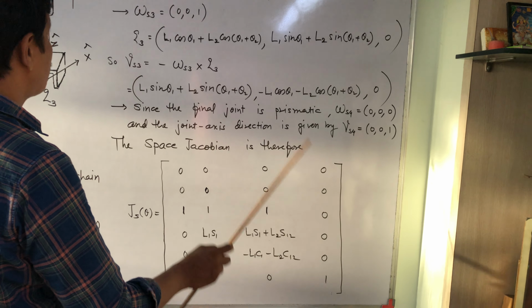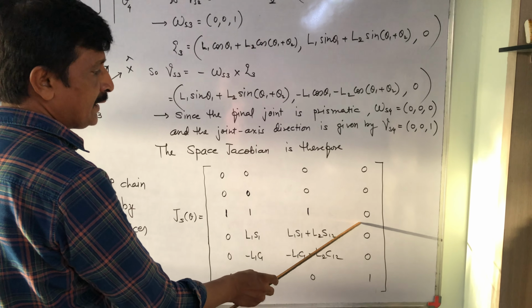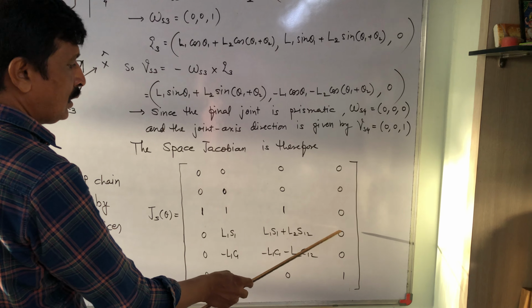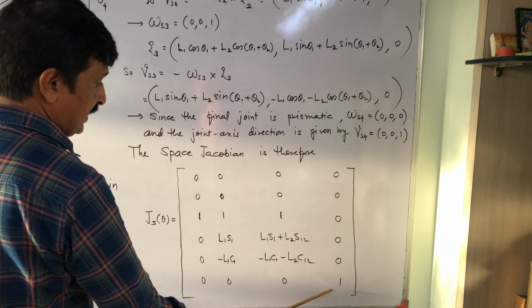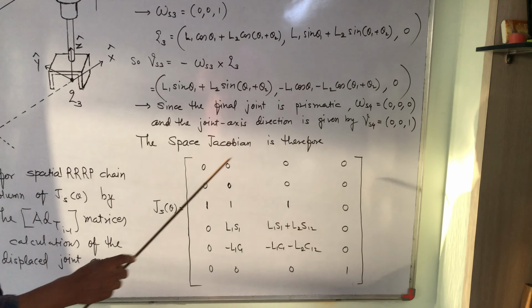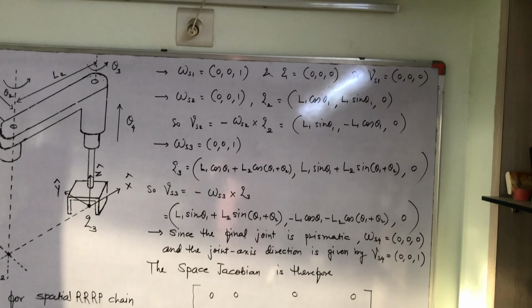And for the fourth joint, the prismatic joint, there is no angular velocity, 0, 0, 0. But linear velocity is there in the z direction, so 0, 0, 1. This is the space Jacobian.